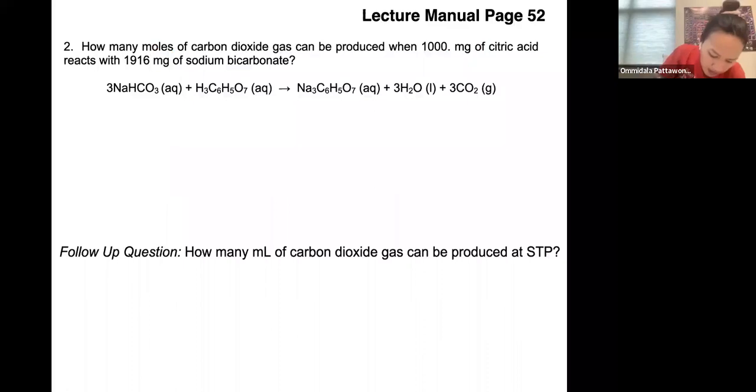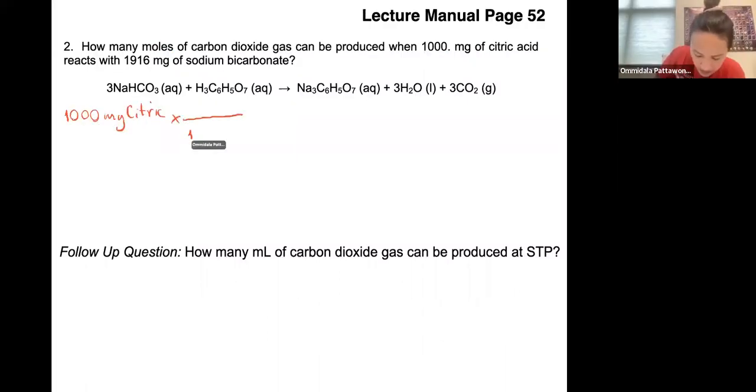Okay, so I'm going to first set up with citric acid. We have 1,000 milligrams of citric acid, and I'm going to convert these milligrams to grams first. After I get grams, I'm going to use the molar mass of citric acid to convert to its mole. So 192.124 grams equals 1 mole, this is still of citric acid.